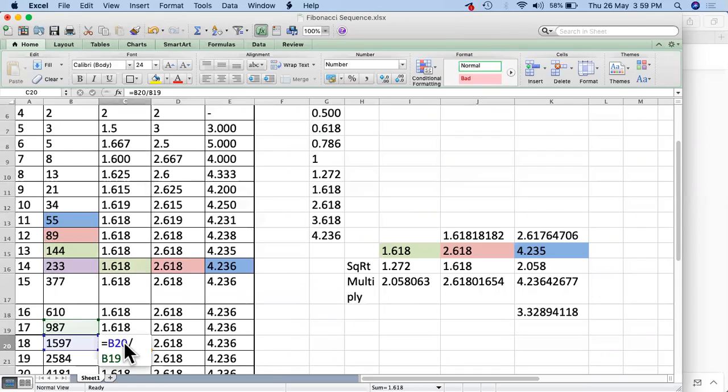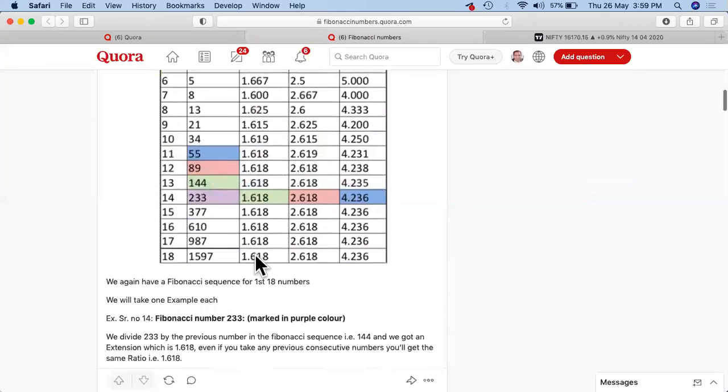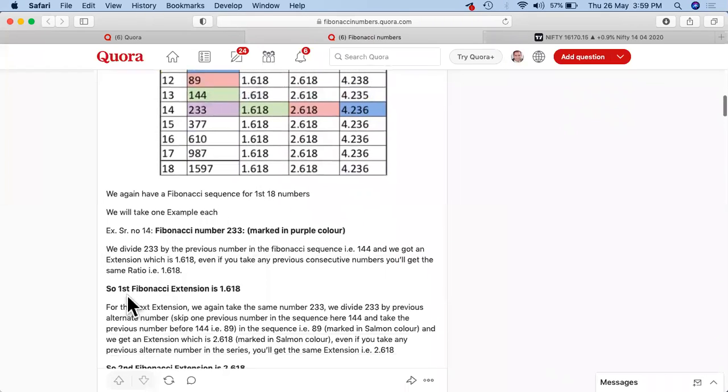Again, if we go for any of them randomly, this 1597 divided by the previous number, that is 987, you get an extension which is 1.618. Right? So this is the first extension that we get. We go to the second number. Let's continue one by one. So that is the first Fibonacci extension, which is 1.618.